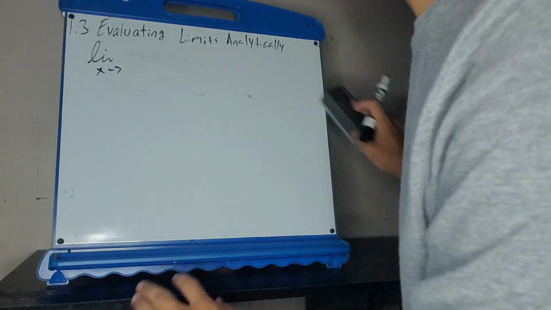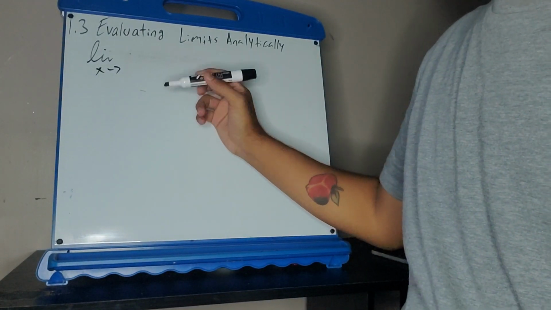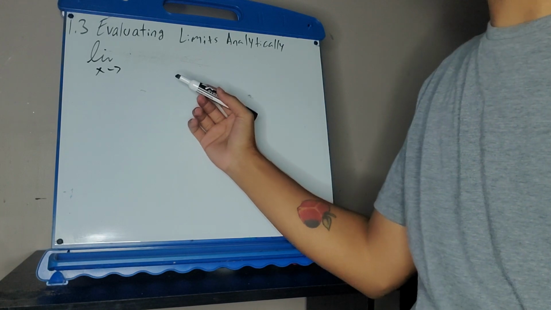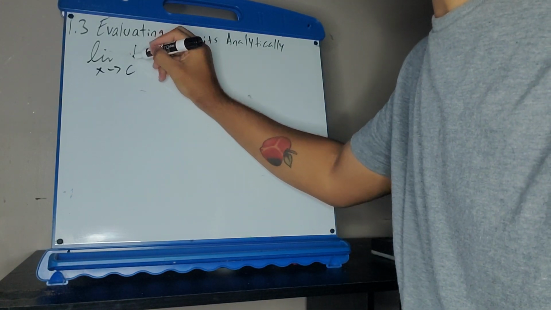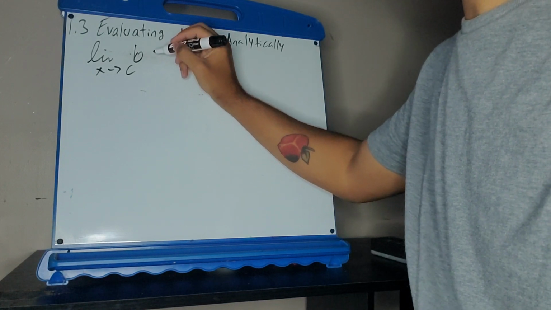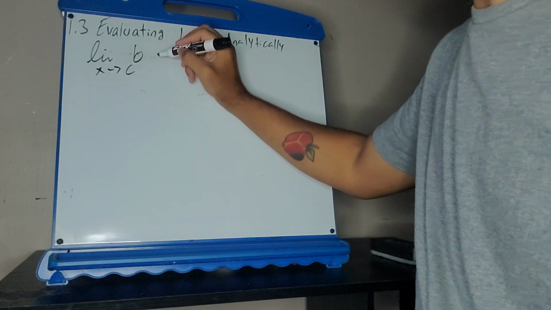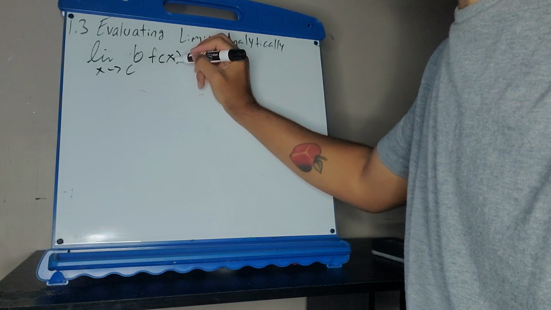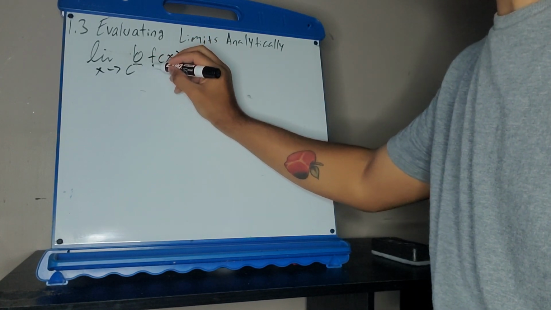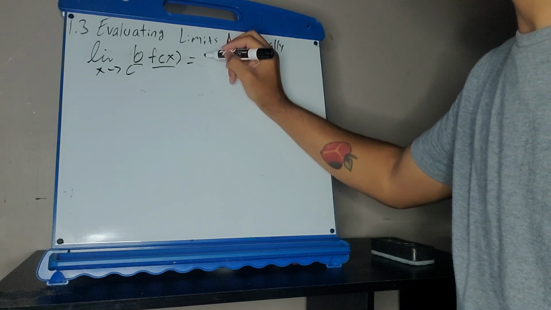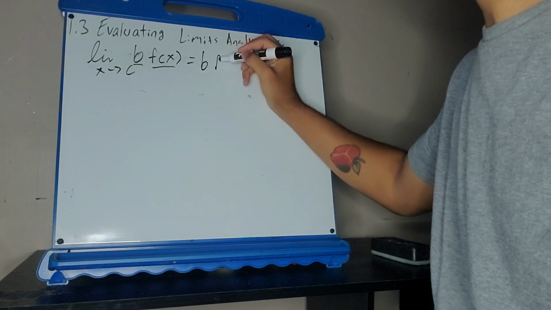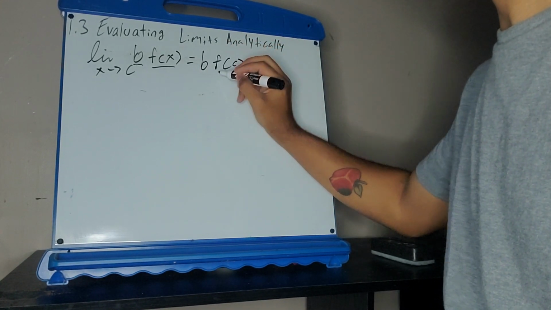Some properties of limits, such as scalar multiple, sum, difference, product, or quotient, can easily be solved by having, for example, the scalar multiple. It will have a constant multiplied by a function. This will equal the constant multiplied by the limit of the function.